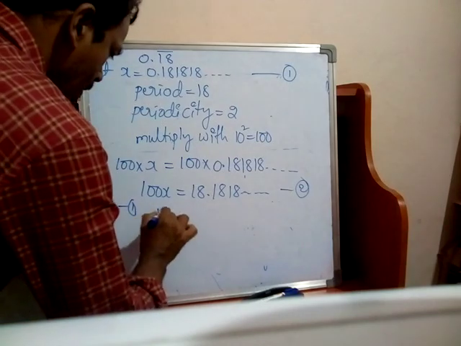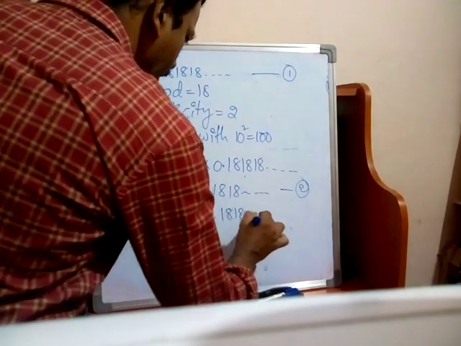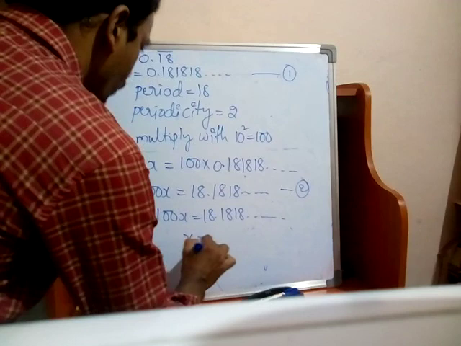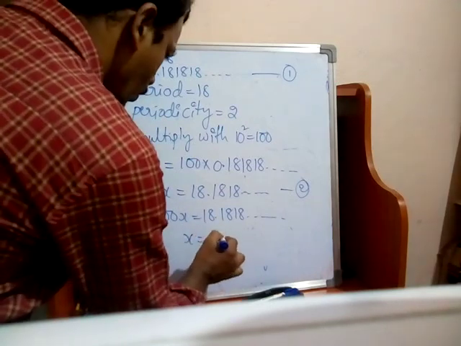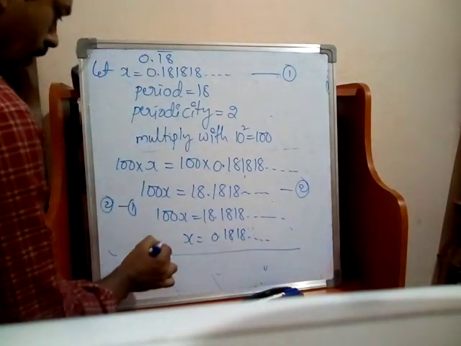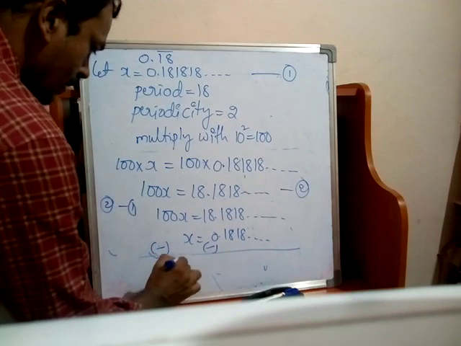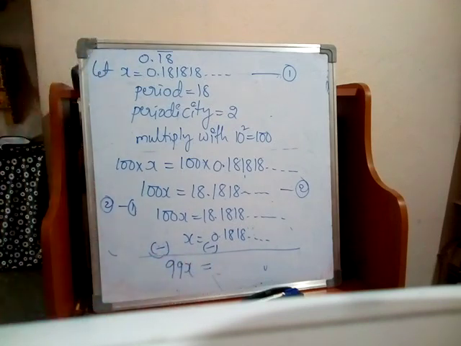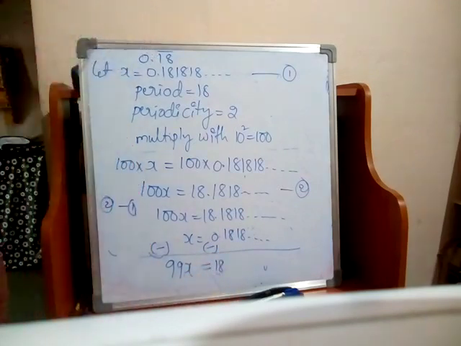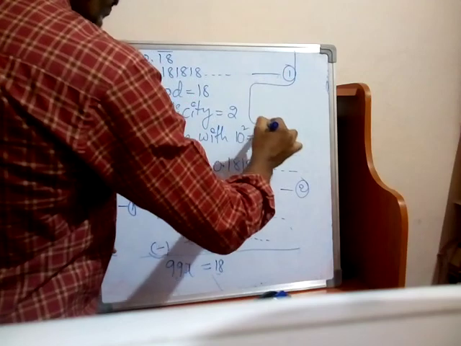So the second equation, 100x is equal to 18.1818 like this only. What is the first equation? x is equal to 0.1818 like this only. Subtraction, so that is why negative. So here 99x. 99x is equal to how much? Here all the decimals cancel, only 18 remains.